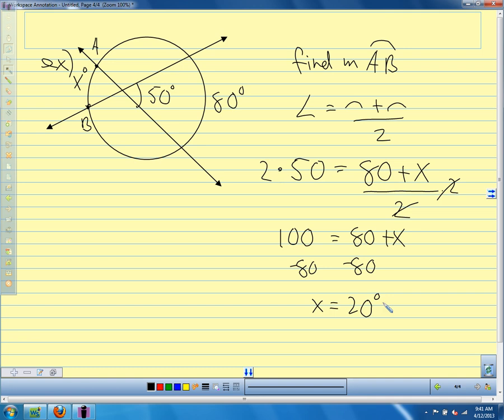If you do these problems and you get a negative for an angle or an arc, you know you've made a mistake somewhere. Your angle or your arc should always be positive. Questions on that example? All right, so there's our newest rule. The angle equals the arc plus the arc divided by 2. Vertex inside the circle, not at the center.